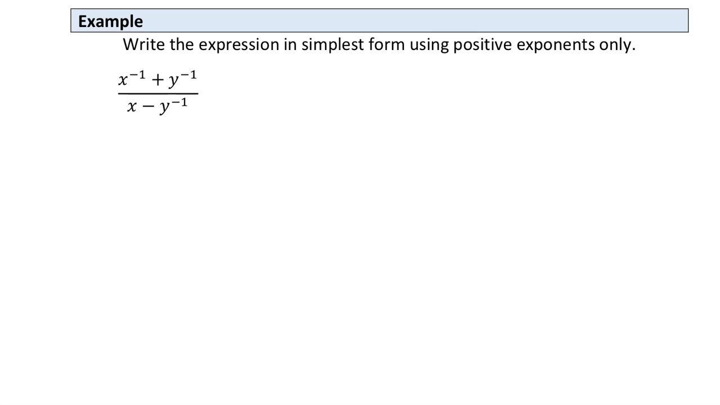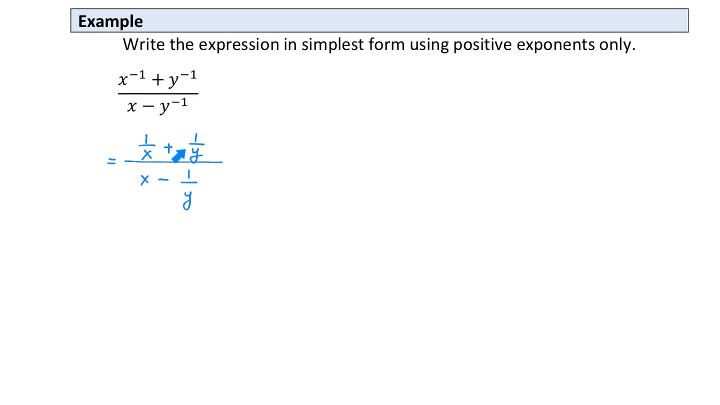In this example, we need to simplify the expression x to negative 1 plus y to negative 1 over x minus y to negative 1. So as you see in this expression, in the numerator we have a sum, but in the denominator we have a difference. And because some of these terms have negative exponents, we will turn them into fractions individually. So let's start a fraction. And this x to negative 1, we will write it as 1 over x to positive 1, or just 1 over x. So here we have 1 over x plus, and we will do the same with y to the power of negative 1. We will write it as 1 over y to positive 1, or just 1 over y. In the denominator, let's bring down x minus, and y to negative 1, we will write it as 1 over y to positive 1, or just 1 over y.